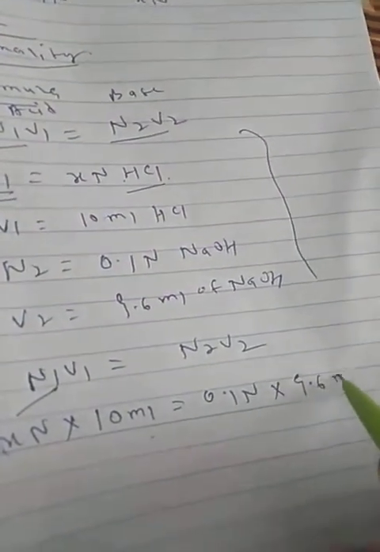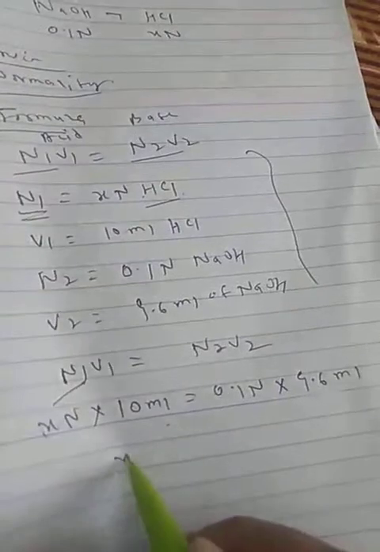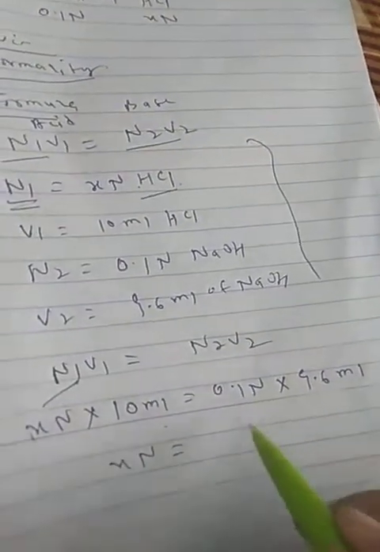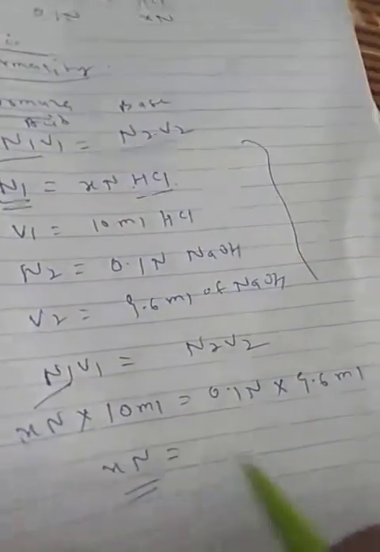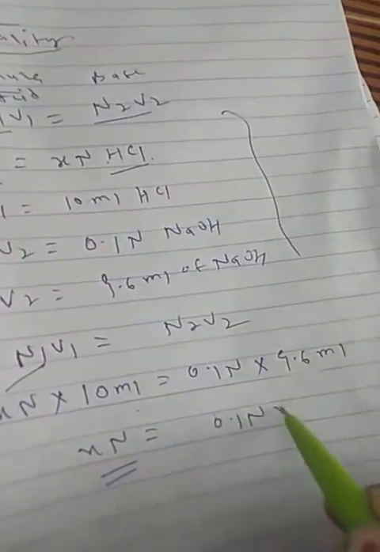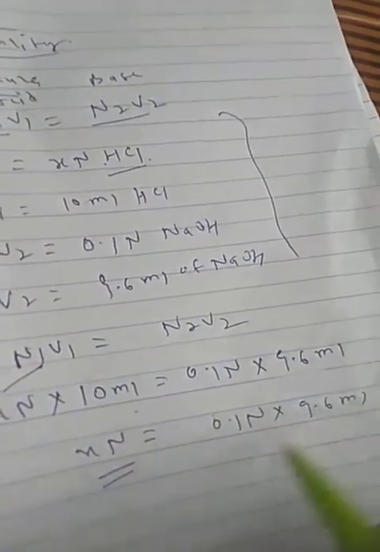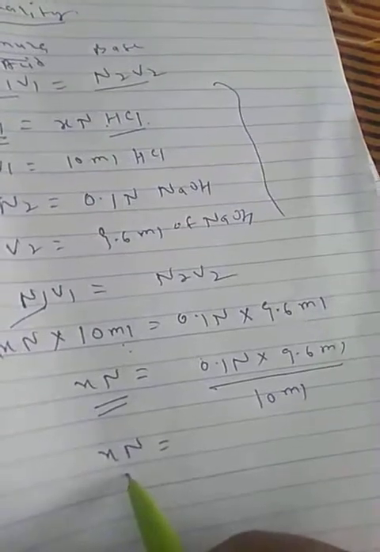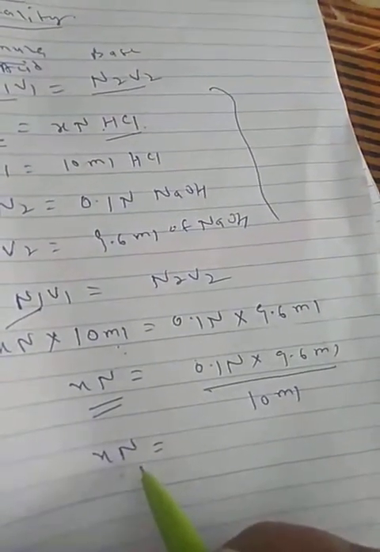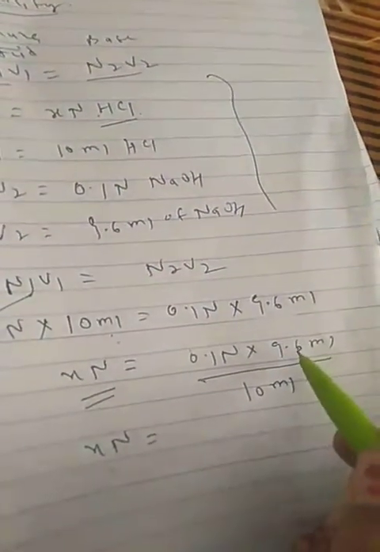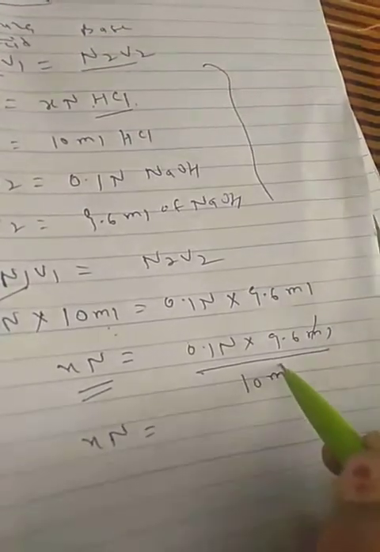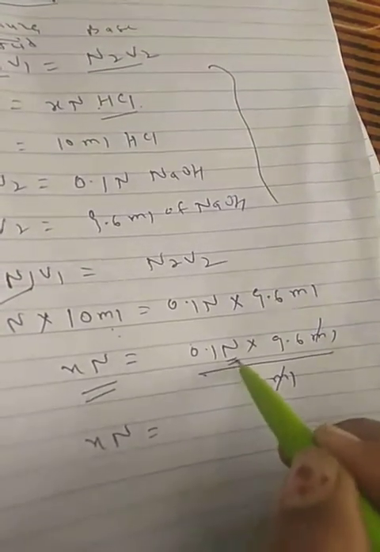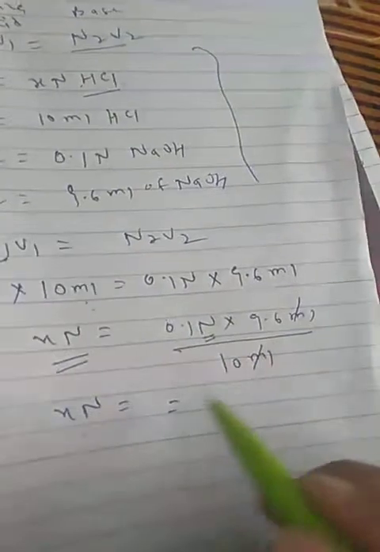V2 is 9.6 ml. So X normal is equal to, you have to find the unknown normality: 0.1 normal into 9.6 ml, and the 10 ml will come down. Again you write X normal. Don't give a gap. Write continuously, otherwise you will not get the marks. See, the same unit ml will cancel and only the normality unit will remain.